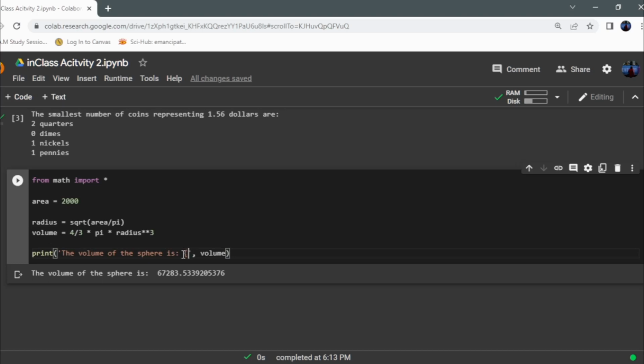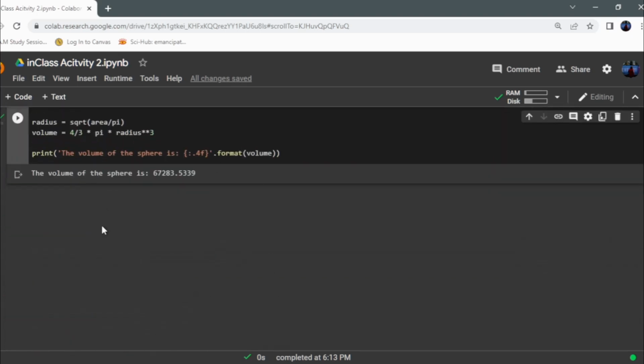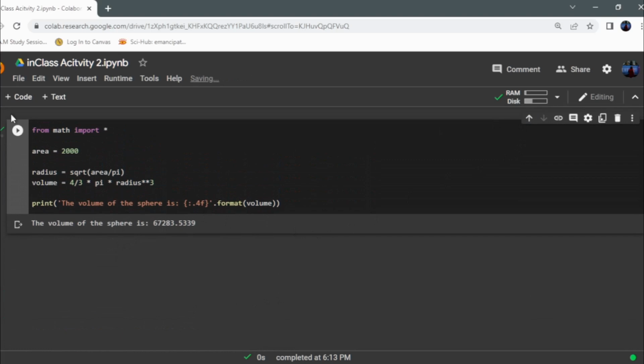Curly braces, dot, oh yeah, curly braces 2f. Cut it off. So we can format it to 2 decimal places only, or 4 decimal places. Format the volume, or we can have 3 or 4f here. See, 67,283.5339. That's number 2, the volume of our sphere.